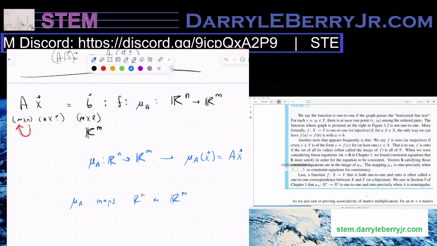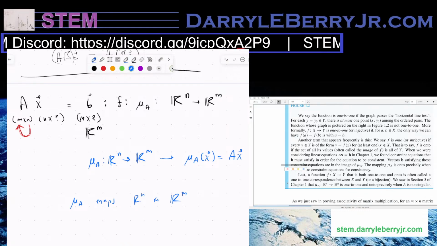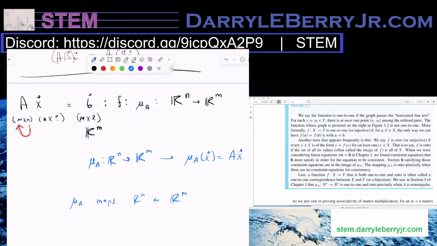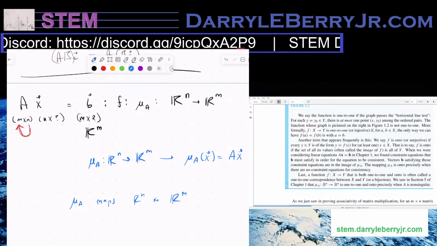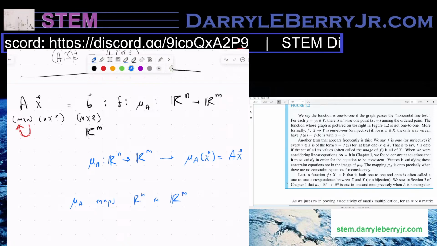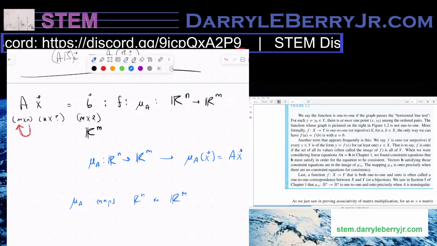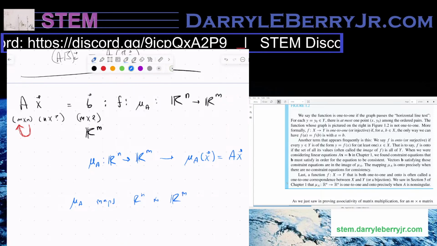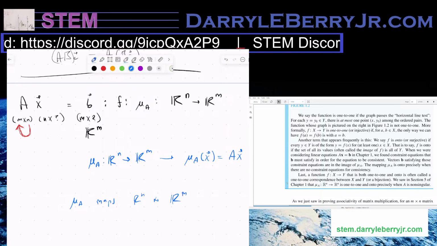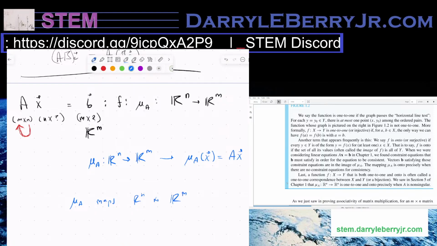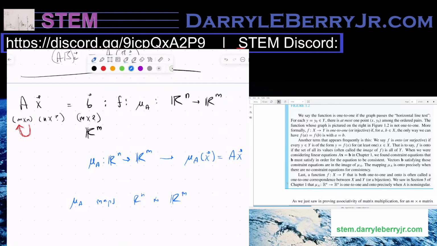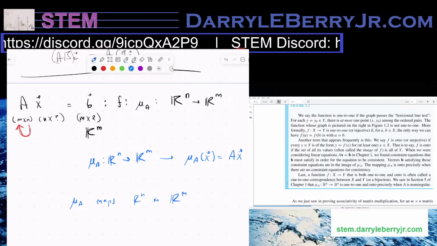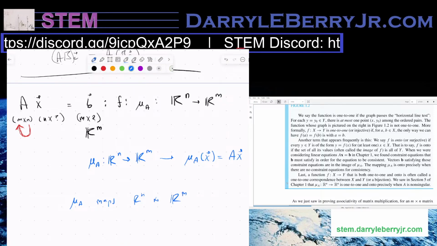When we were considering linear equations Ax equals b in chapter 1, we found constraint equations that b must satisfy in order for the equation to be consistent. Vectors b satisfying those constraint equations are in the image of mu A. The mapping mu A is onto precisely when there are no constraint equations for consistency.